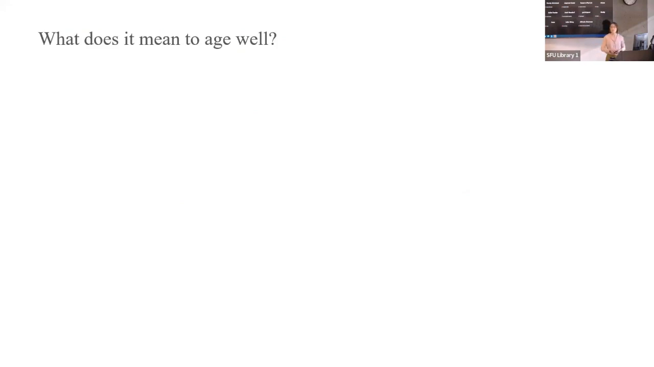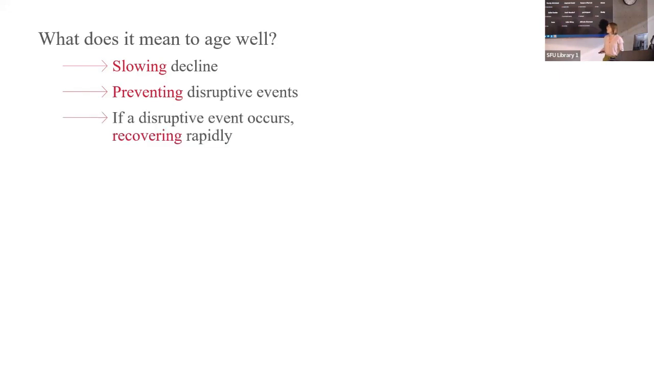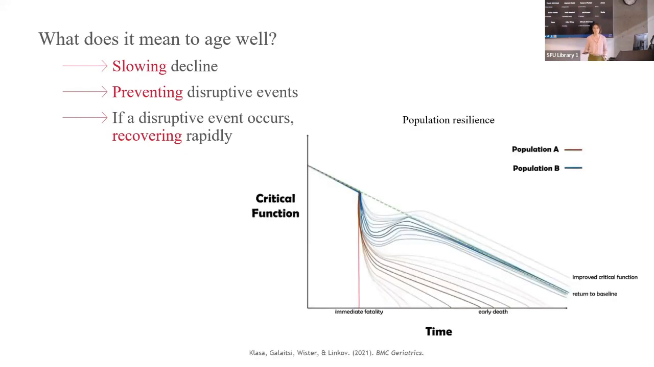So I'm just going to move to some concepts of resilience here and ask this question of what does it mean to age well? Well, what it might mean to age well is slowing decline over the course of aging. It might mean preventing a disruptive event like a stroke from occurring. Or if a disrupting event occurs, it might mean recovering rapidly.